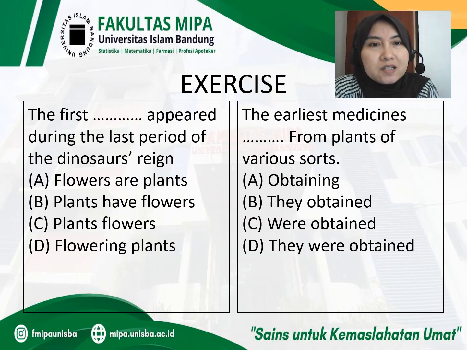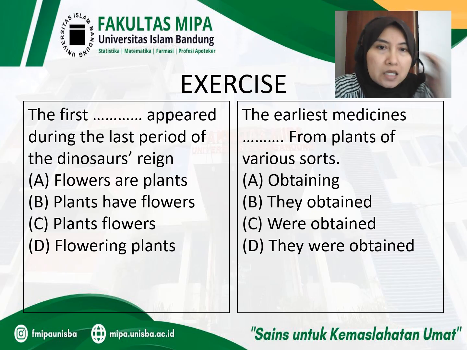Because the sentence already has a complete verb, which is "appeared," the missing part of the question should be the subject, not another verb. So we have to find a subject in options A, B, C, and D. Let's check option A. A, we have "flowers are plain." This is a full sentence, so it doesn't fit as a subject. Option B, "plants have flower." This is also a full sentence, so this is not the option.